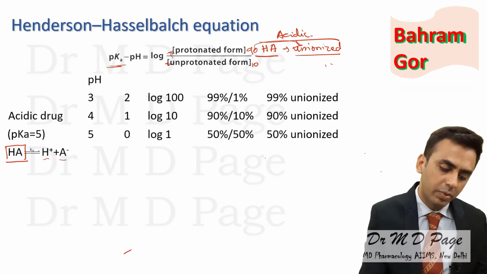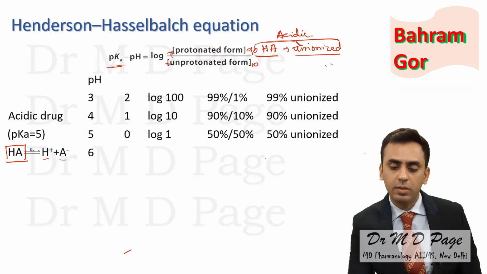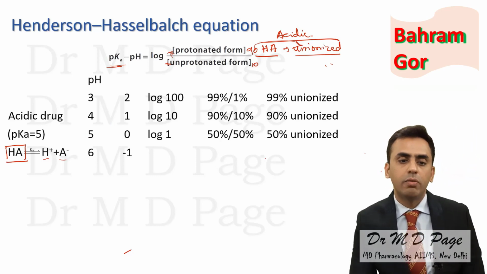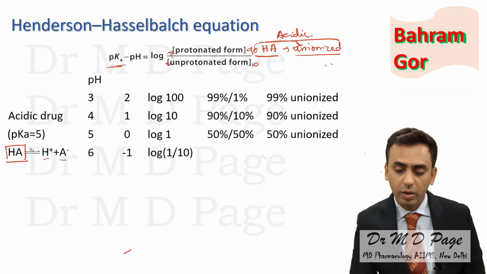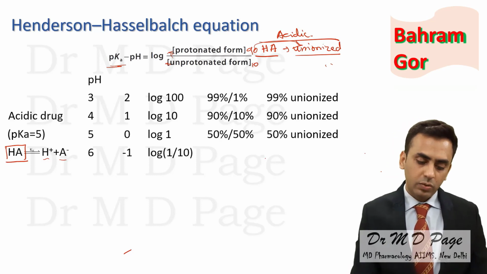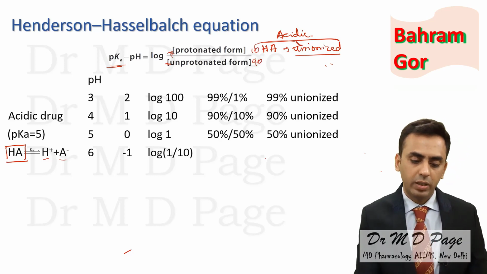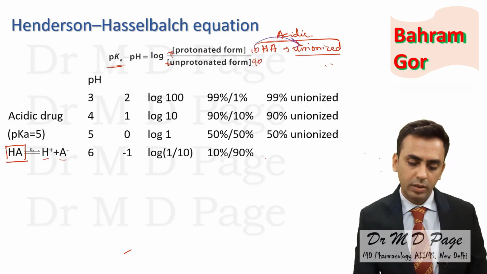Now we'll see what will happen if we increase the pH. So consider surrounding pH is 6. What will happen? 5 minus 6, minus 1. Whose log is minus 1? Log of 1 by 10 is minus 1. And 1 by 10 means how should this ratio be? If it is 10% by 90%, it will become 1 by 10. So 10% is unionized, correct?